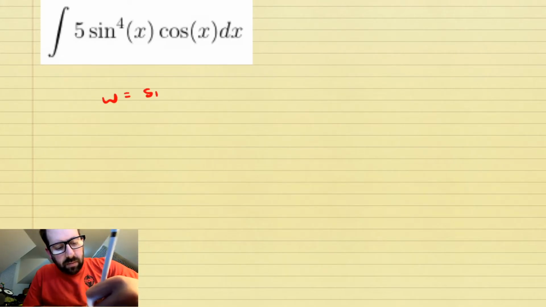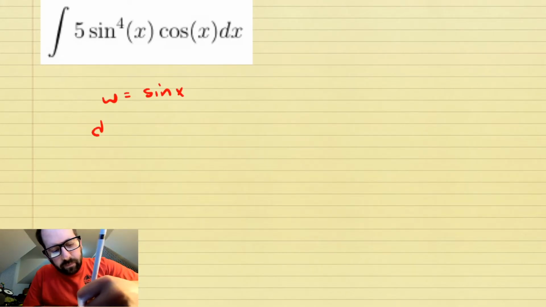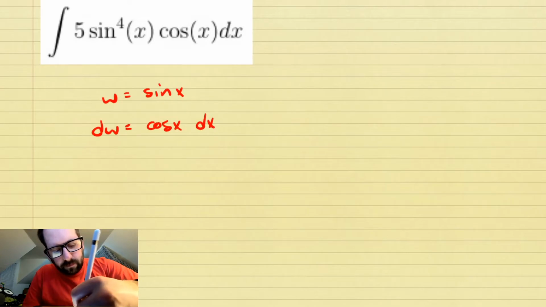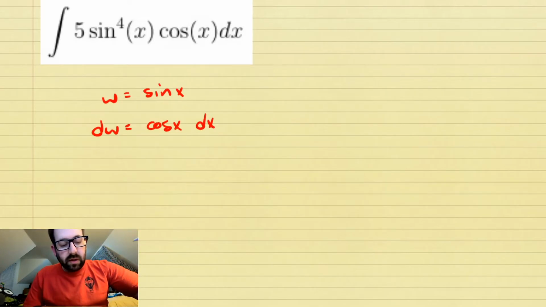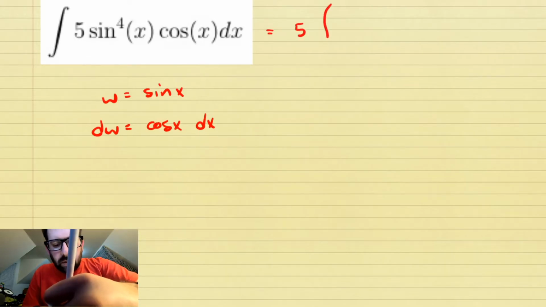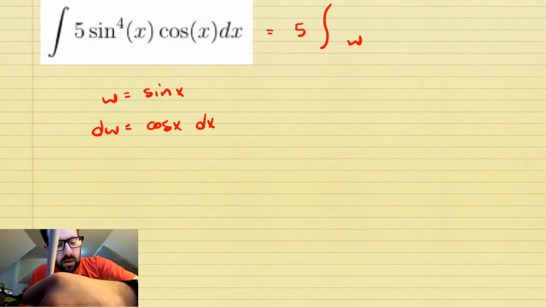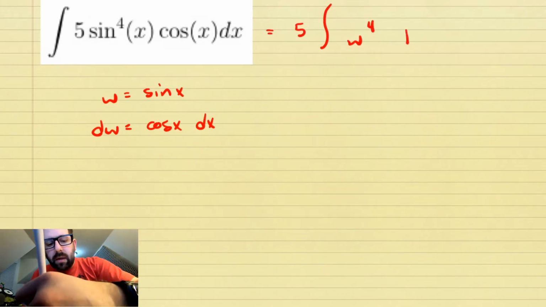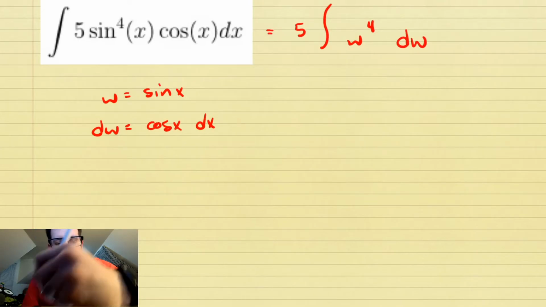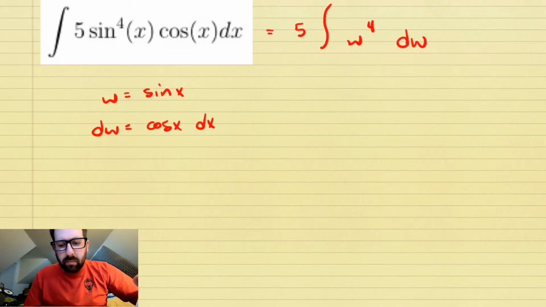So my w on this problem is going to be my sine of x. My dw is going to be the derivative of sine, which is cosine of x dx. So substituting these in, the only thing I cannot account for is the 5. So that 5 will be kicked out front. So I'm going to write it like this. And this will be w to the 4th power, because that's sine to the 4th. And then the dw is going to represent that cosine of x dx part in the back.